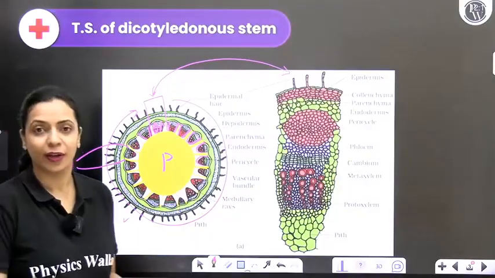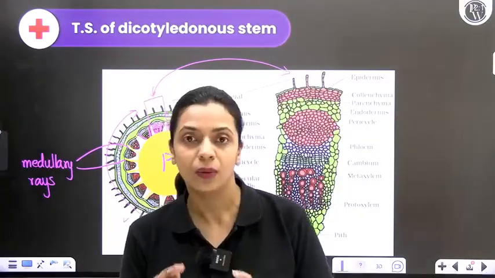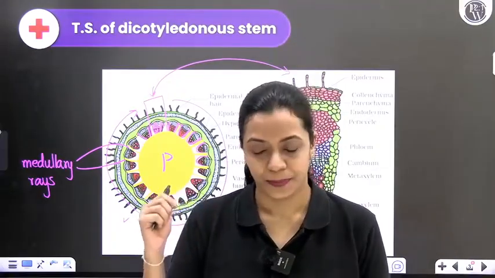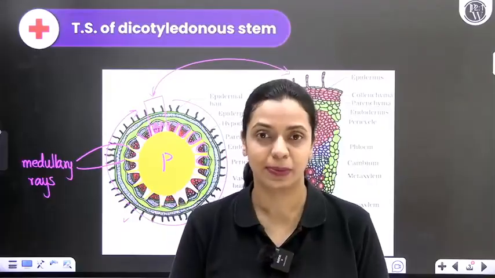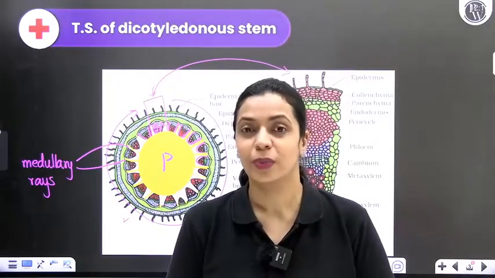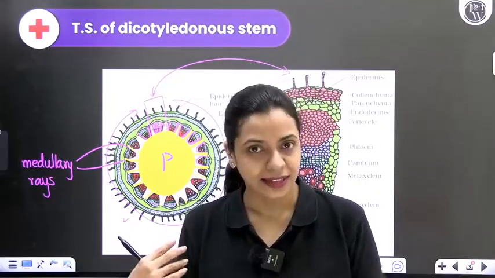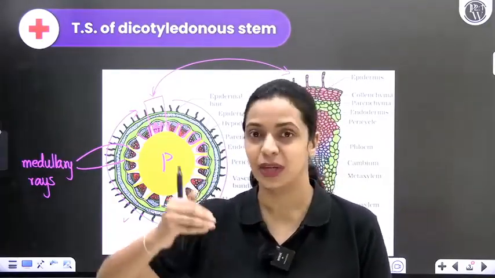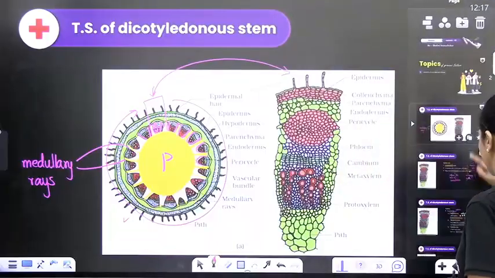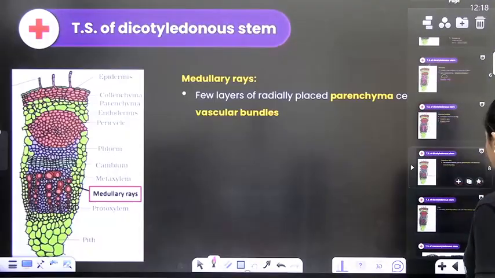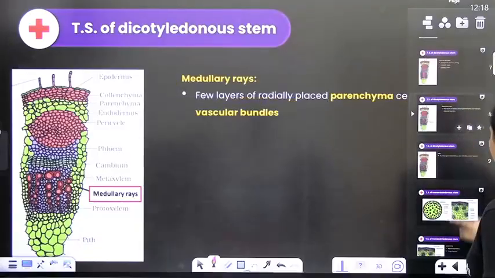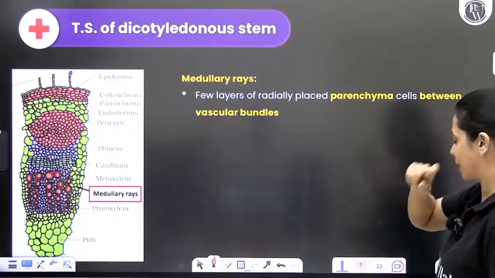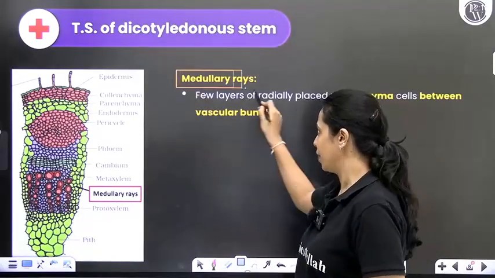Yesterday when we spoke about dicot root and monocot root, we spoke about how in between xylem and phloem in the roots, parenchymatous tissue will be present. What did we call them? Does anybody remember? We call them conjunctive tissue. Like that here, you have something called medullary rays, which is parenchyma that is present between the vascular bundles. So, few layers of radially placed parenchyma cells between vascular bundles will be present. We call them medullary rays.